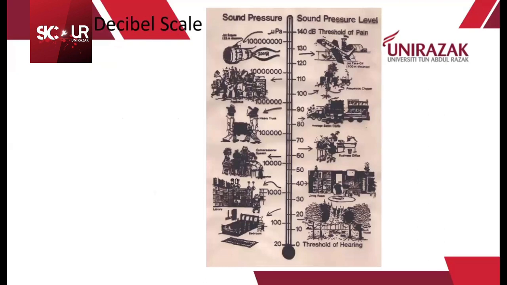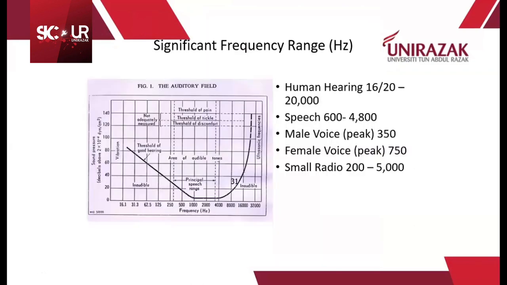So ni contoh sound pressure, sound pressure level. So paling seronok di bawah, kita boleh ambil yang bawah lah. Threshold of hearing kosong, so dia ada satu part sound pressure, satu lagi part adalah sound pressure level. Dia ada dua part. Right. Significant frequency range in hertz, human hearing lebih kurang 16 ke 20 hingga 20,000 Hz. Speech lebih kurang 600 ke 4,800 Hz. Male voice peak around 350, female voice maximum 750 Hz. Small radio 200 ke 5000 hertz lah. So suara perempuan dia lebih tinggi dia punya frekuensi dia.